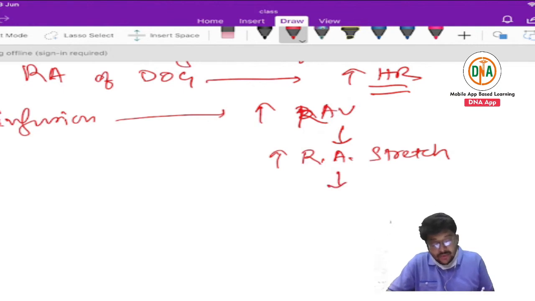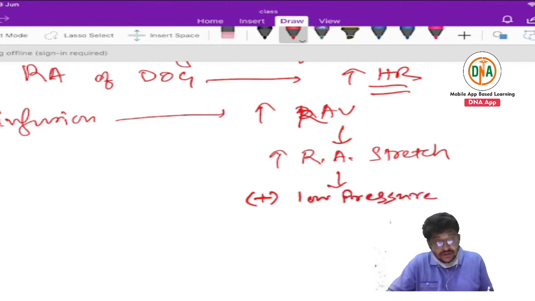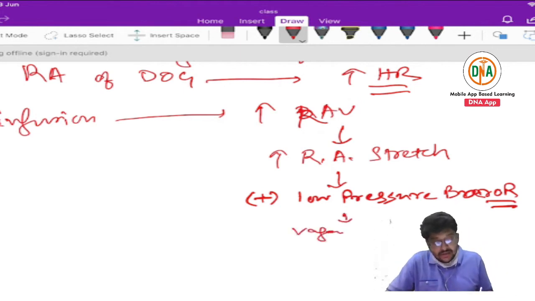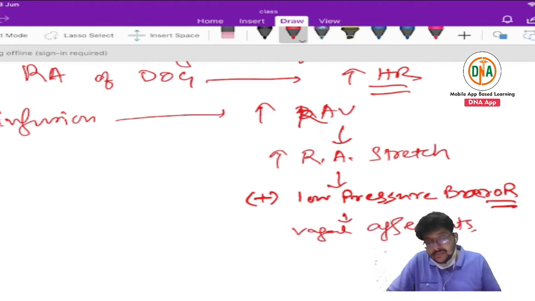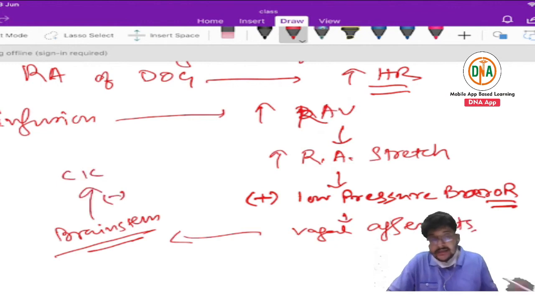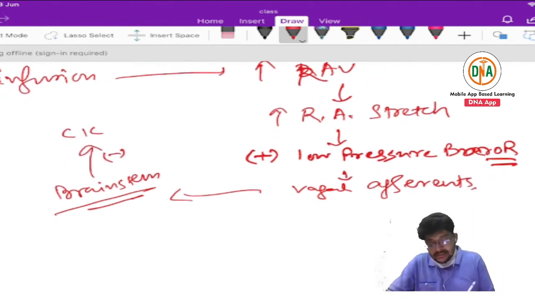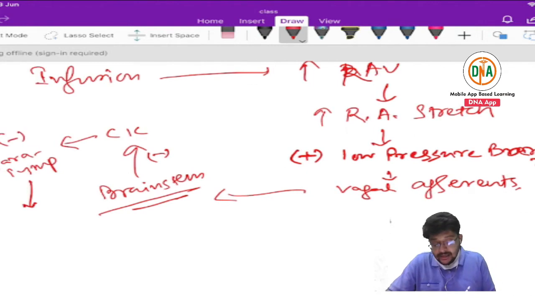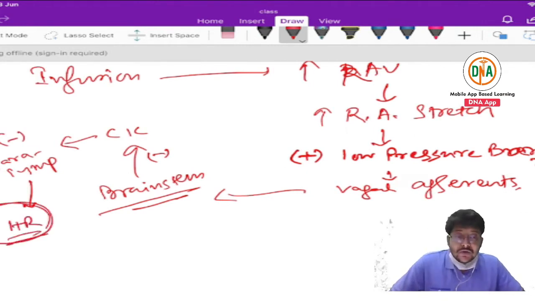Now, right atrial stretch will lead to stimulation of low pressure baroreceptors. Once they are stimulated, they will act on the vagal afferents. They will go to the brainstem and they will inhibit the CIC. Once the CIC is inhibited, that means there will be inhibition of parasympathetic outflow. Once the parasympathetic outflow is inhibited, there will be increased heart rate. So this we see in case of the Bainbridge reflex.